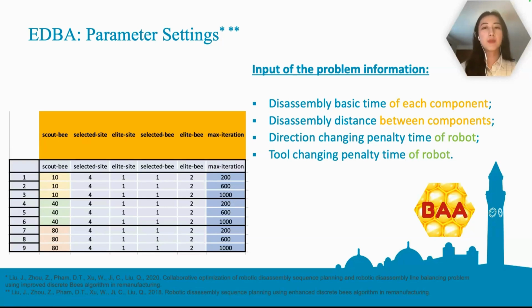And then for the DSP problem related inputs, we gathered and input the following information as the problem information. We involved the disassembly basic time, the disassembly distance, and also 2 penalty times, which are direction changing and tool changing of the robot.